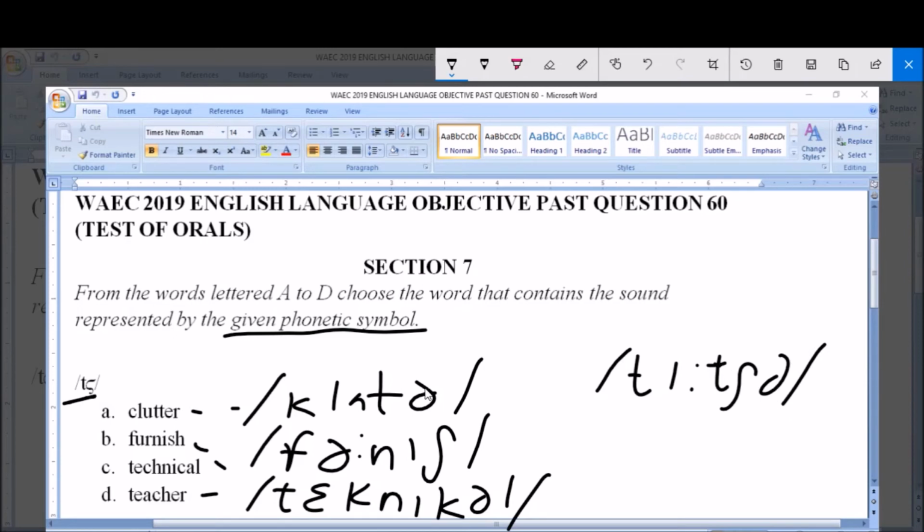So from the transcriptions we've done, we see that option D, teacher, contains the same sound given to us in the question. Hence the correct answer is D, option D, teacher.